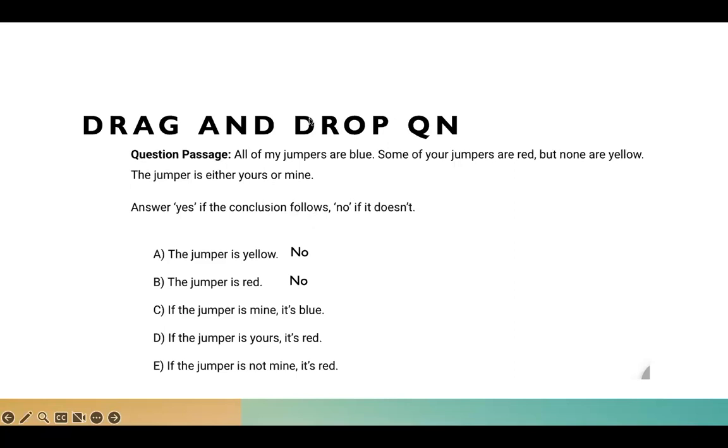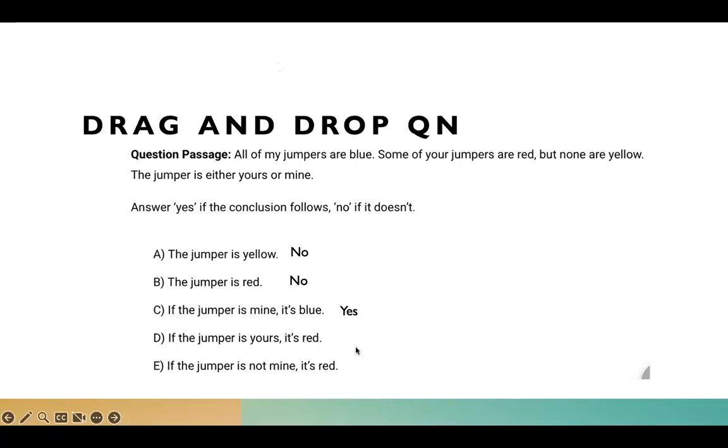Someone's jumped to E, they've said no for that one. We'll come back to that one in a second. C, if this jumper is mine, it's blue. So we know that that's true because the first sentence is saying all of my jumpers are blue. And in this question, it's saying if the jumper is mine, it has to be blue, which makes sense. So that's yes. Okay, what do we think about the next one?